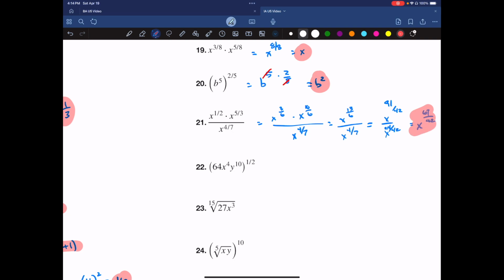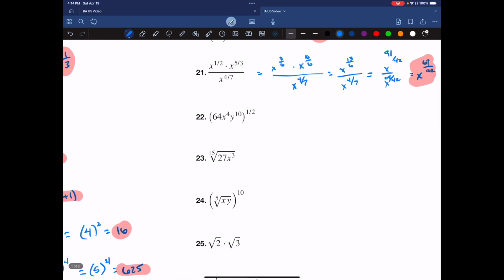So, bit of a process. You could have got the common denominator 42 from the jump. That would have taken you a little less time to get to the end of this problem, but that's how you do it. All right, remember this fractional exponent is the same thing as the root.